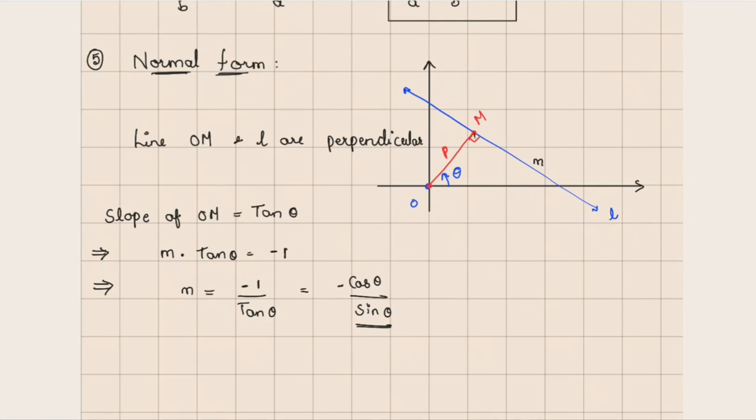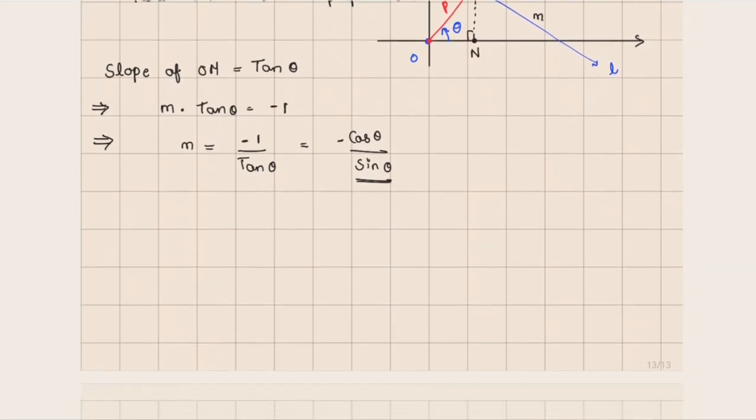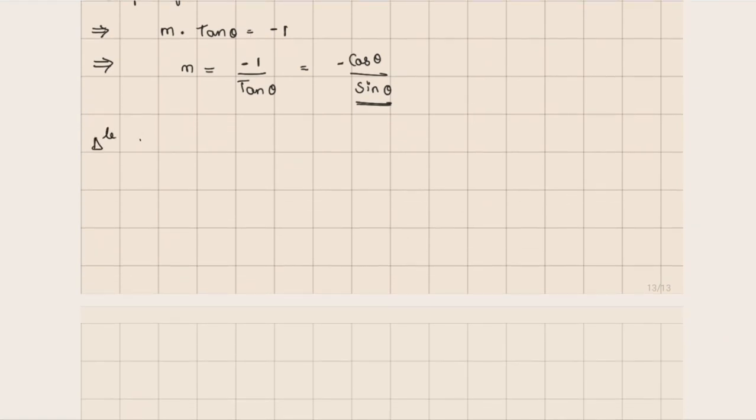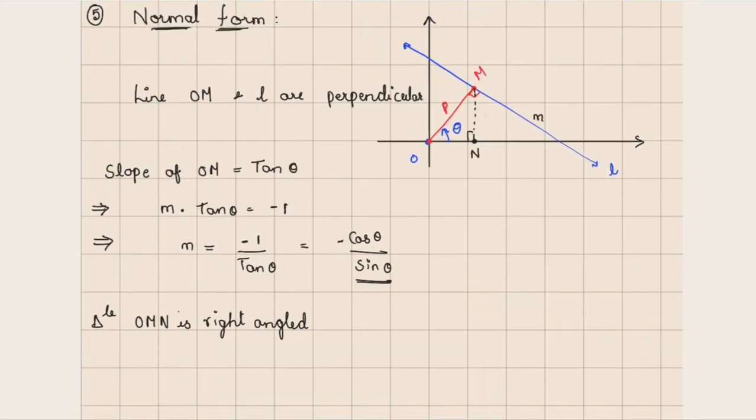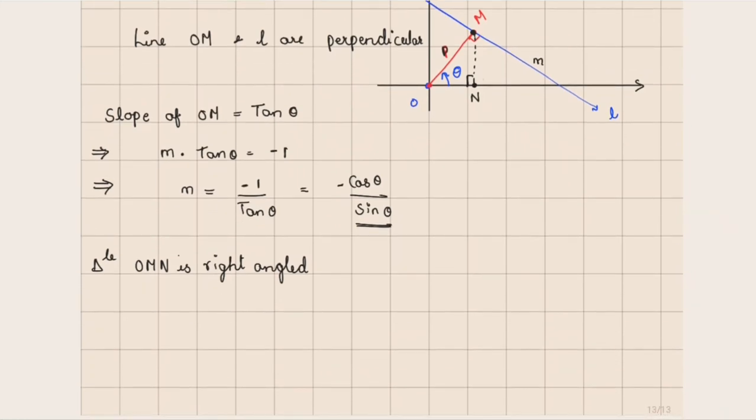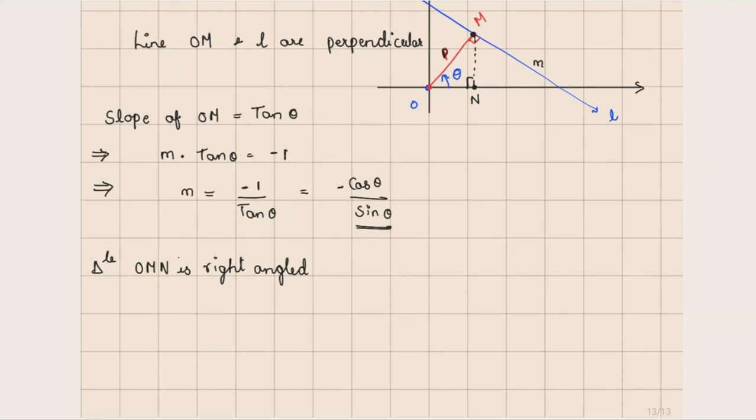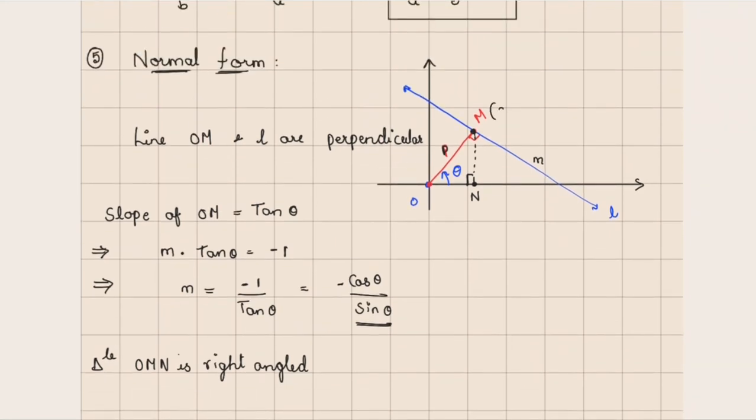See, if you draw a perpendicular from M to the x-axis, let's say this is N. So triangle OMN is a right angle triangle. cos theta equals adjacent side by hypotenuse. The point M coordinates are nothing but, let's say, (A, B).